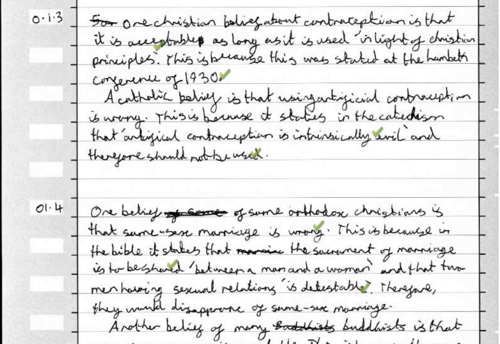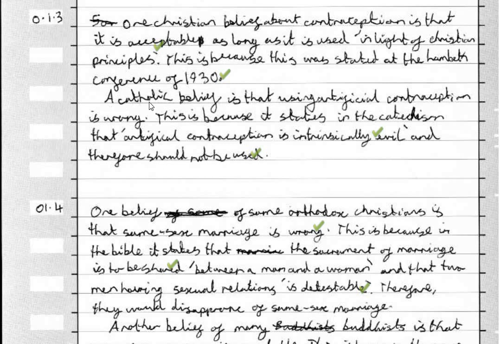So let's take a look at this. One Christian belief about contraception is that it is acceptable, as long as it is used in light of Christian principles. 1 mark. This is because it was stated at the Lambeth Conference of 1930. That's a little bit of wider reading there for you to use in your flashcards.